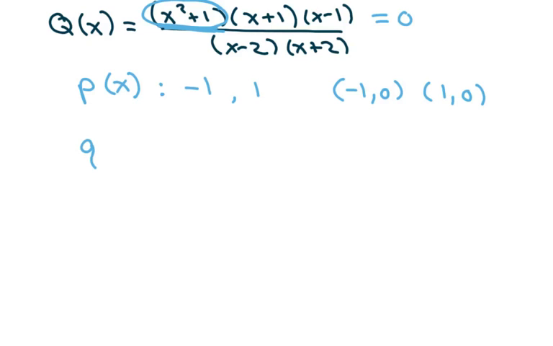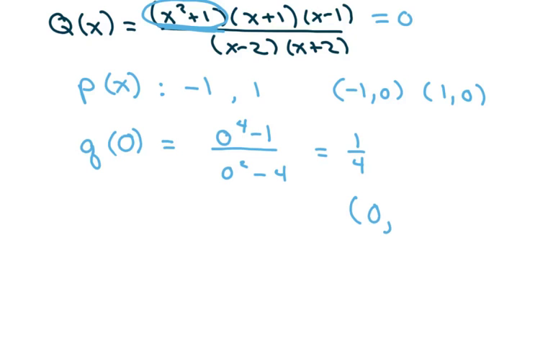So for the y-intercept, we're going to just let x be 0. So everywhere there's x, we put 0. I'm just going to use the original equation for that, so we have 0 to the 4th minus 1 over 0 squared minus 4. That's going to equal 1/4. So when x is 0, y is 1/4.